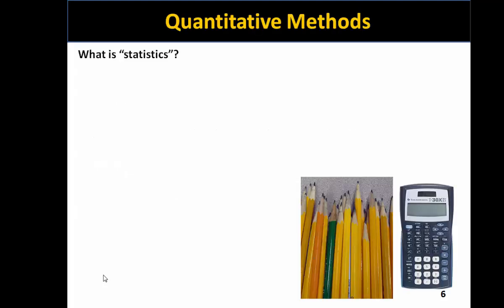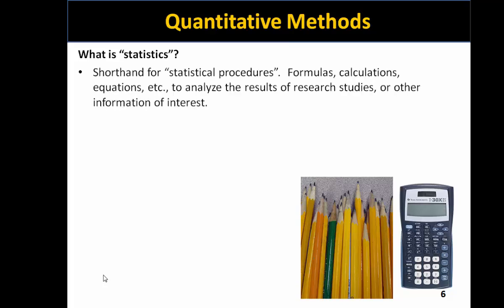So in terms of quantitative methods, the other popular term that's often used is statistics. And so when we think about quantitative methods or statistics, statistics is shorthand for statistical procedures. And just as we briefly touched on the previous few slides, this refers to formulas, calculations, equations that we apply to analyze the results of research studies or other pieces of information of interest.